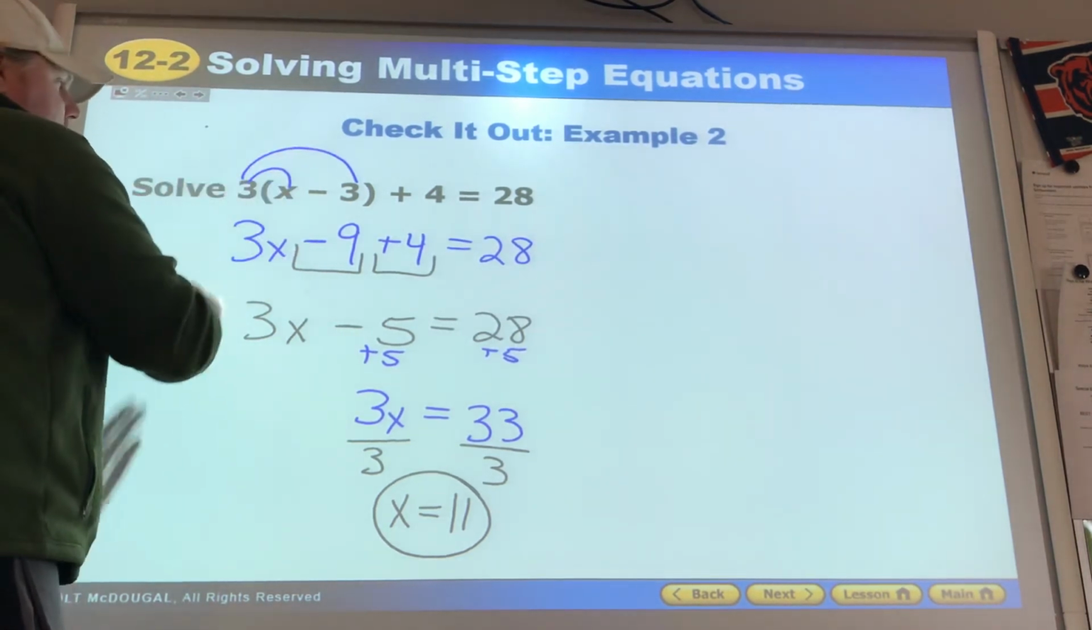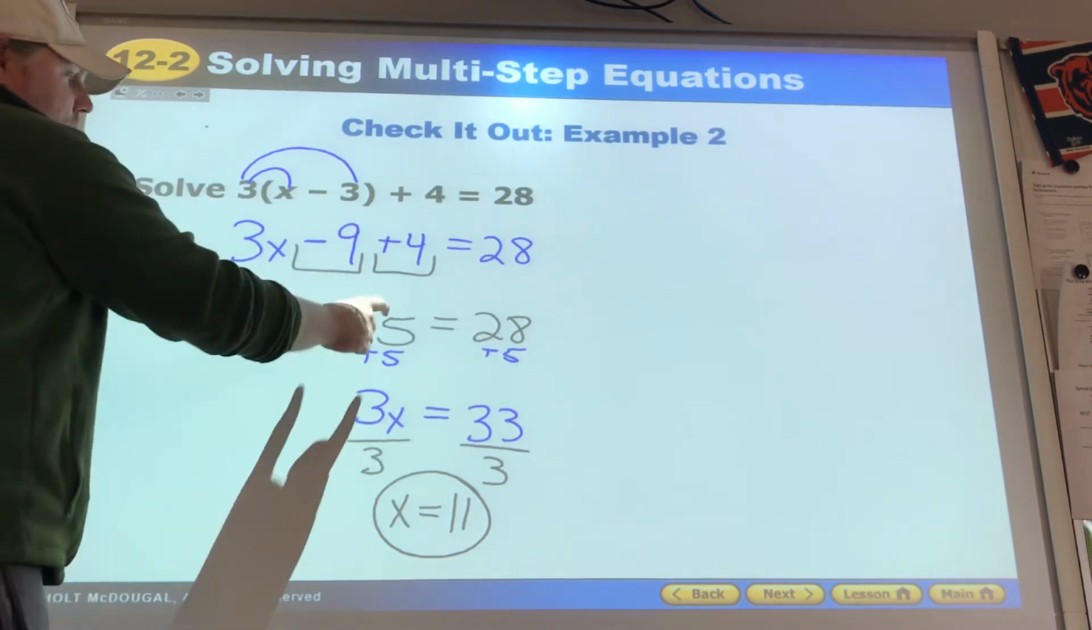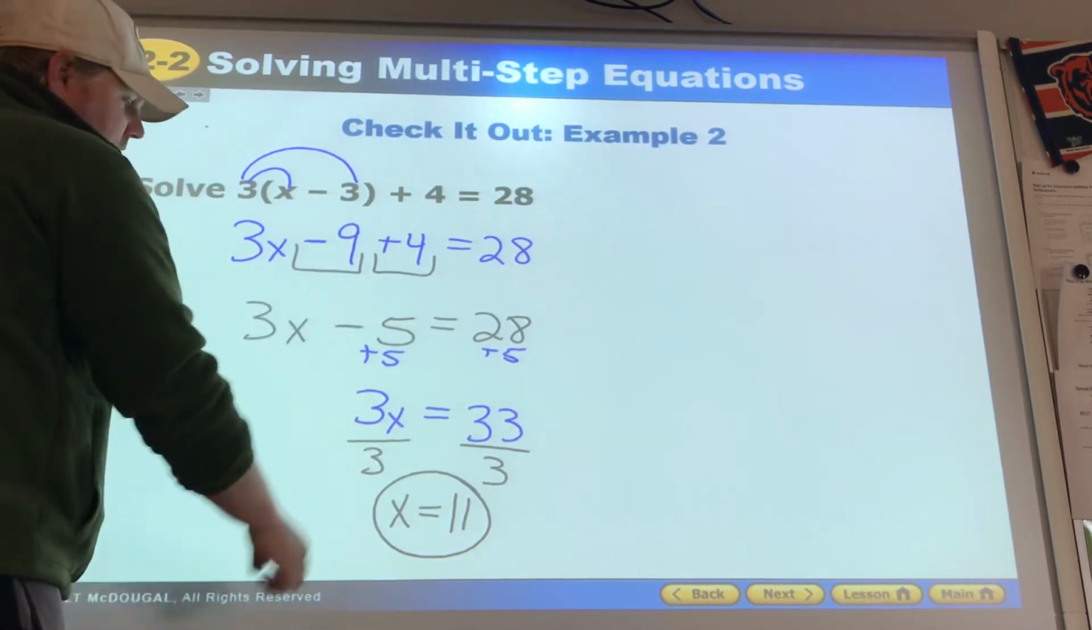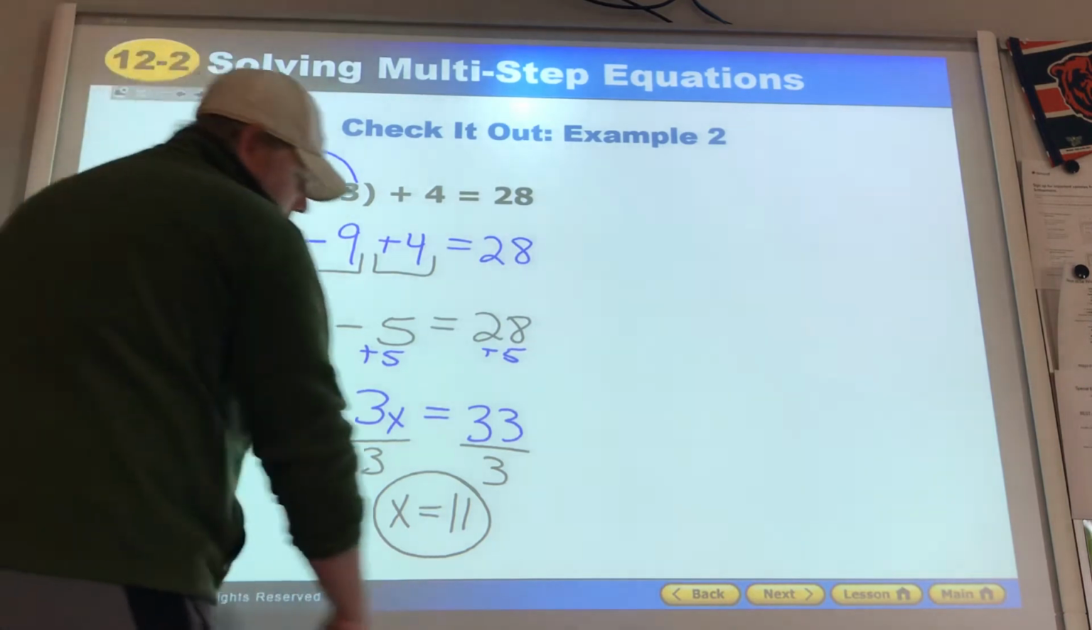Again, another one where it shows all the steps. Distributive property. Combining like terms. Working with the addition or subtraction first. Then working with the multiplication or division.